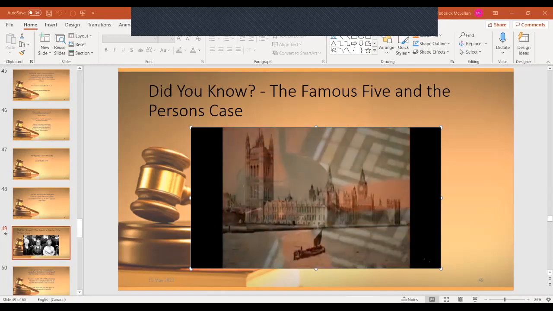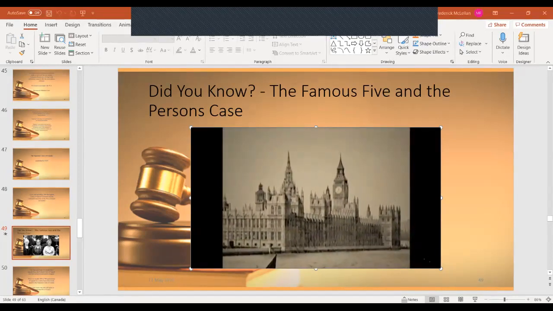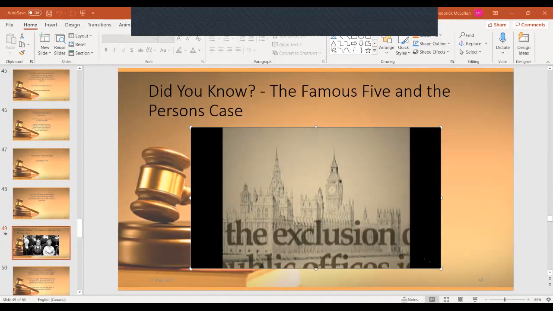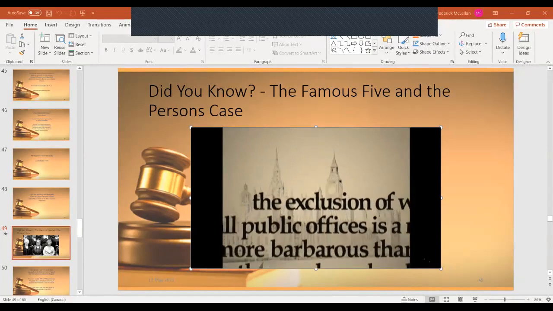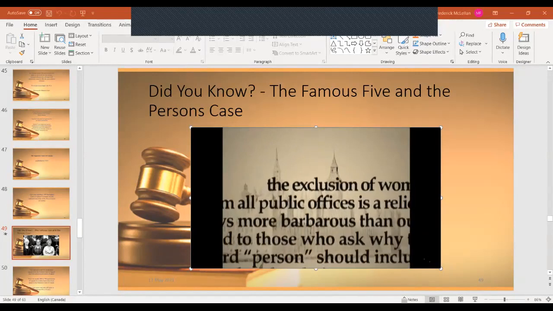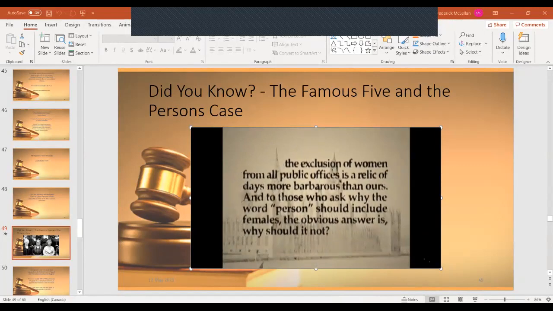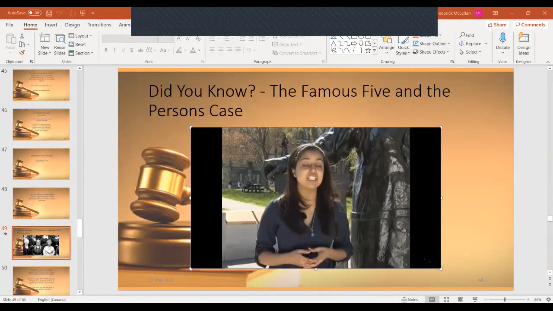On October 18, 1929, Lord Sankey, the Chancellor of the Privy Council, announced the decision. He stated that the exclusion of women from all public offices is a relic of days more barbarous than ours. And to those who would ask why the word person should include females, the obvious answer is, why should it not? It was a historic moment. The Famous Five achieved the right for women to serve in the Senate. They also paved the way for women to participate in other aspects of public life.